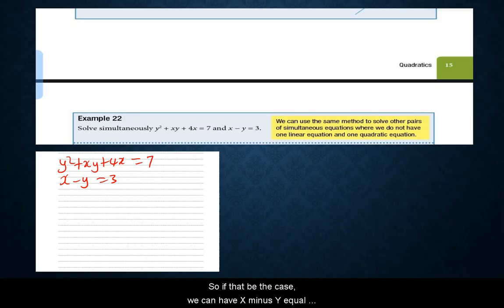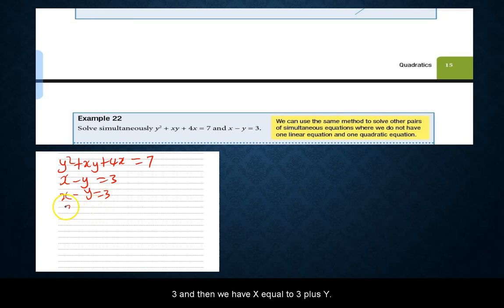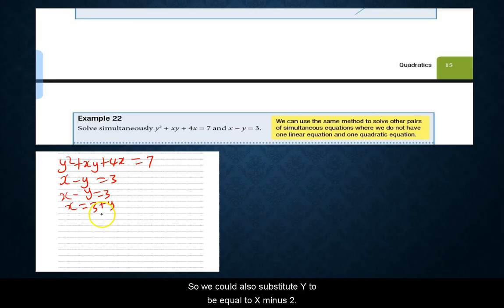So if that be the case, we can have x minus y equal 3, and then we have x equal to 3 plus y. So we could also substitute y to be equal to x minus 3. Right.